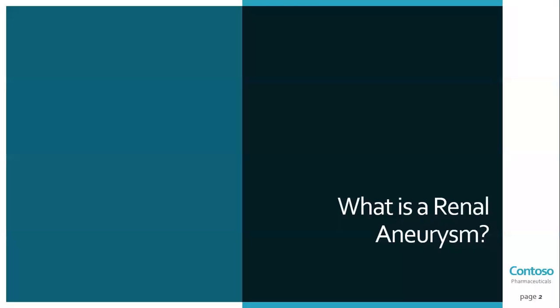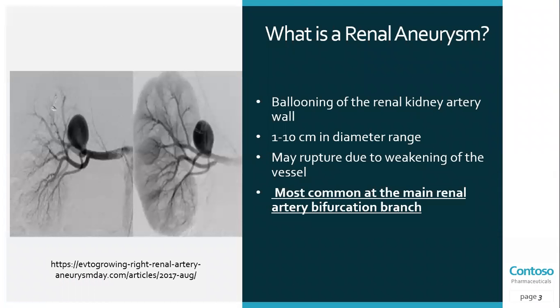So, what is a renal aneurysm? In short, it is a ballooning of the renal artery that progressively weakens the vessel wall. In severe cases of RAA, renal artery aneurysm, the renal artery may rupture and lead to internal hemorrhaging. The RAA can occur anywhere in the renal artery, but is most common in the main renal artery bifurcation branch as a saccular variety.